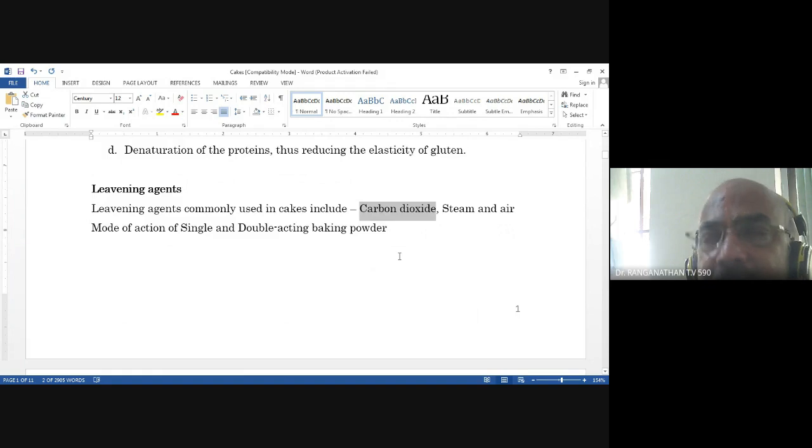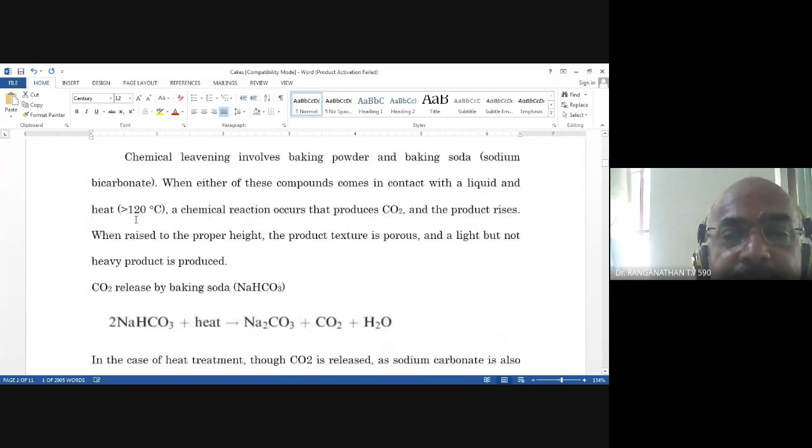Okay. Leavening agents: carbon dioxide, either indirectly by taking a baking powder, etc. Steam and air, all the three are used. Now steam because of the higher temperature, and air is also used. Now in the case of leavening agent, it involves baking powder or baking soda. Sodium bicarbonate, on treatment gives carbonate and carbon dioxide.